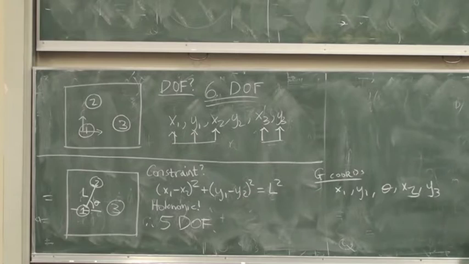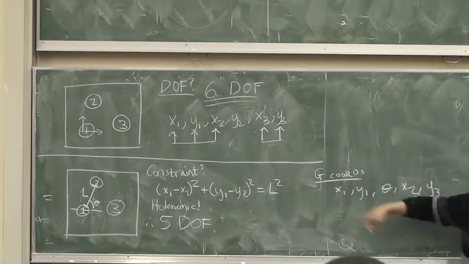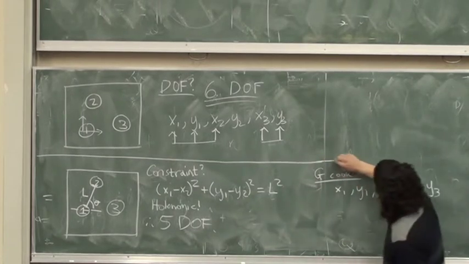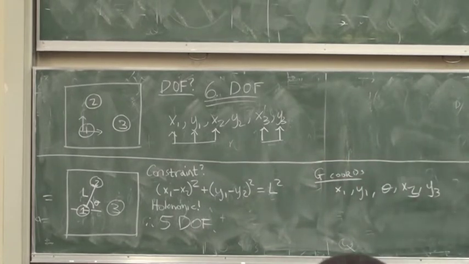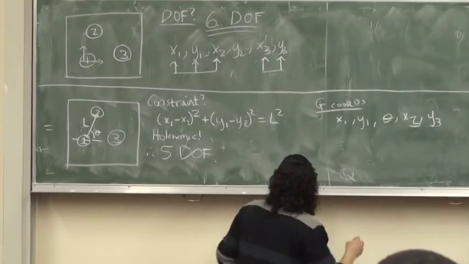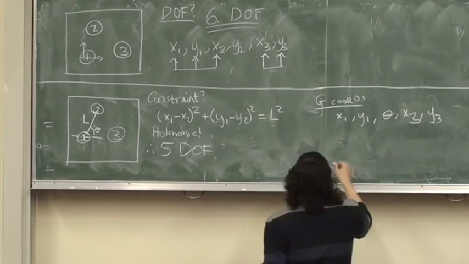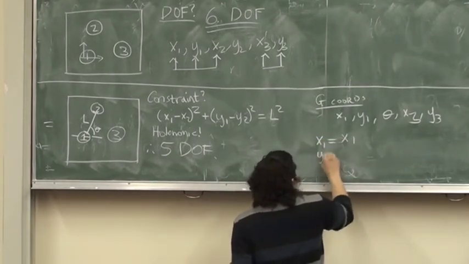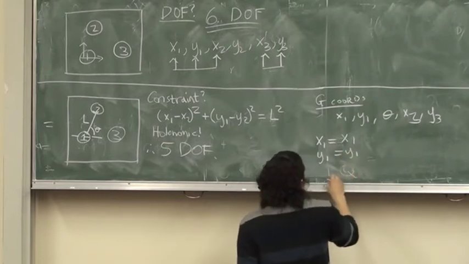One other thing, I need transformation equations. I need to be able to get from my generalized coordinates back to the Cartesian coordinates of every particle. This time around it's not as trivial, so it's worth writing out. Let me just take up the whole bottom half of the board here. x1 is equal to x1. y1 is equal to y1. Those are obvious.